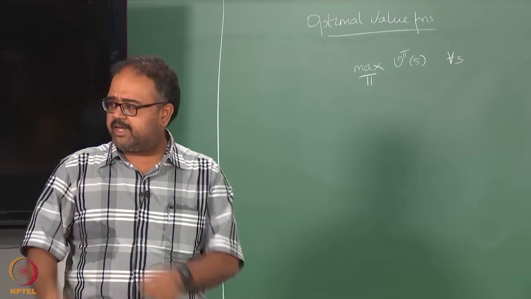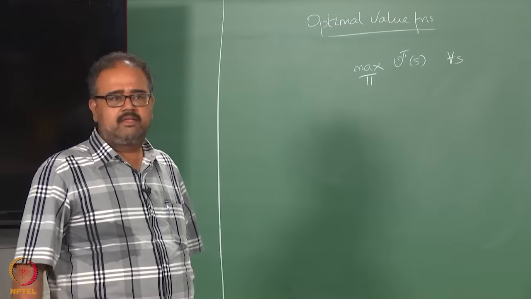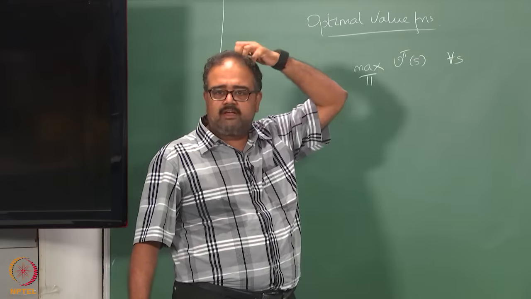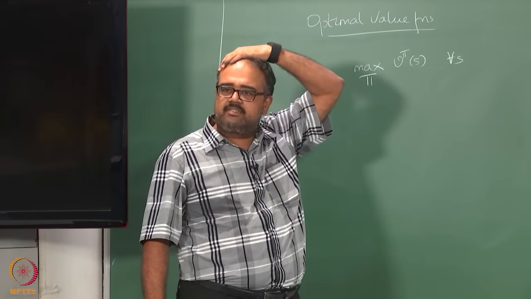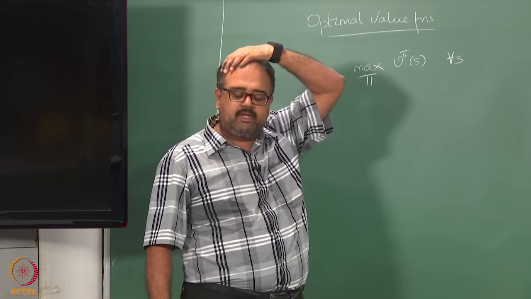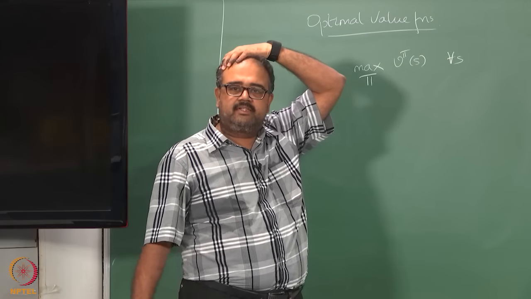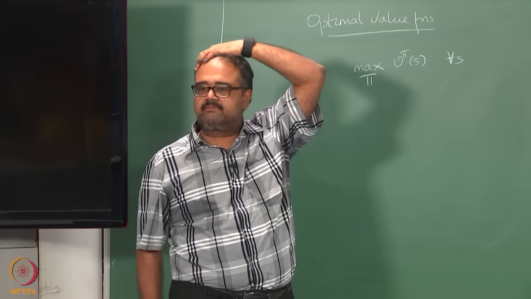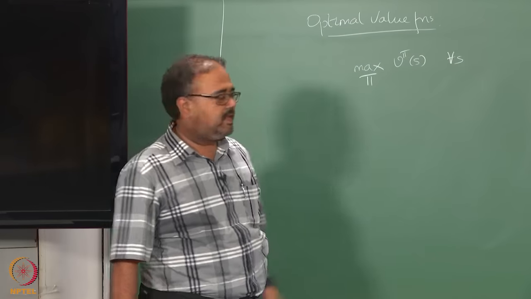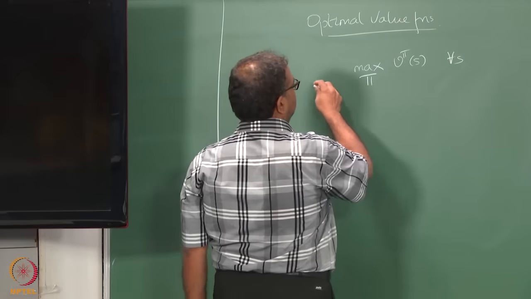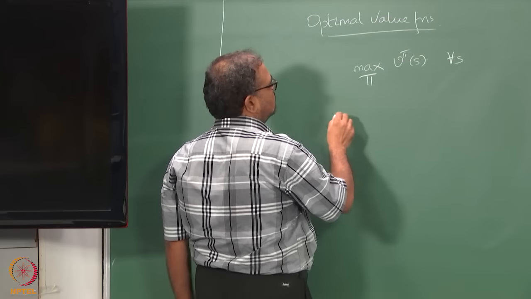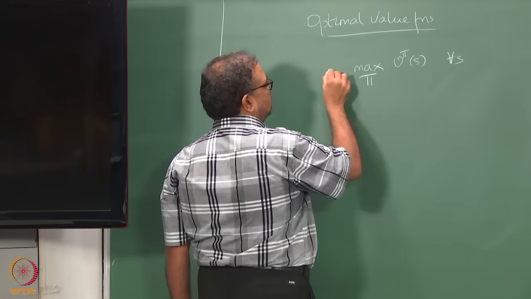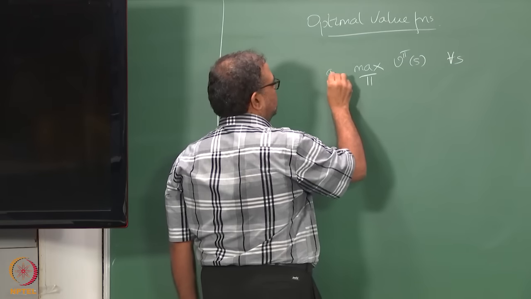So point wise I am trying to find max over pi of v pi of s for all s. So I want a policy that achieves the maximum value for every state. And I am going to call this pi star. Yeah, I can do argmax.